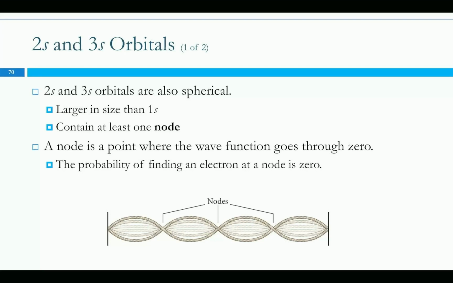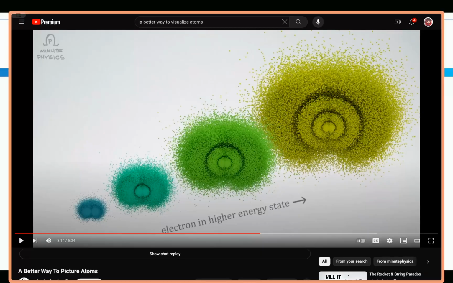And that's what you see actually in this image, which is from a YouTube video. Minute Physics, I think, is the channel. I can scroll down. Yeah, it's at the top left. Minute Physics. Cool video. So this would be like the 1s orbital down here in the blue, and then green would be 2s, 3s, 4s.